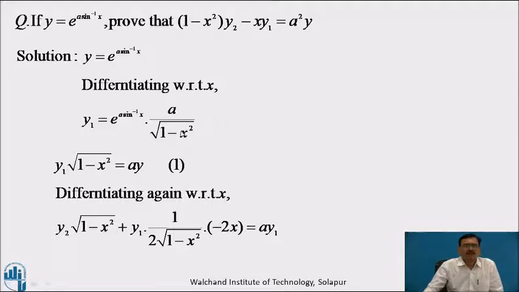Differentiating again with respect to x, on the left hand side we can apply the UV rule. The derivative of y1 is y2, that is d square y by dx square, which we denote in short y suffix 2, keeping v as it is, that is square root of 1 minus x square, plus keeping y1 as it is, and the derivative of square root of 1 minus x square is 1 upon 2 root 1 minus x square into the derivative of 1 minus x square, which is minus 2x, which is equal to a into the derivative of y, which is y1.